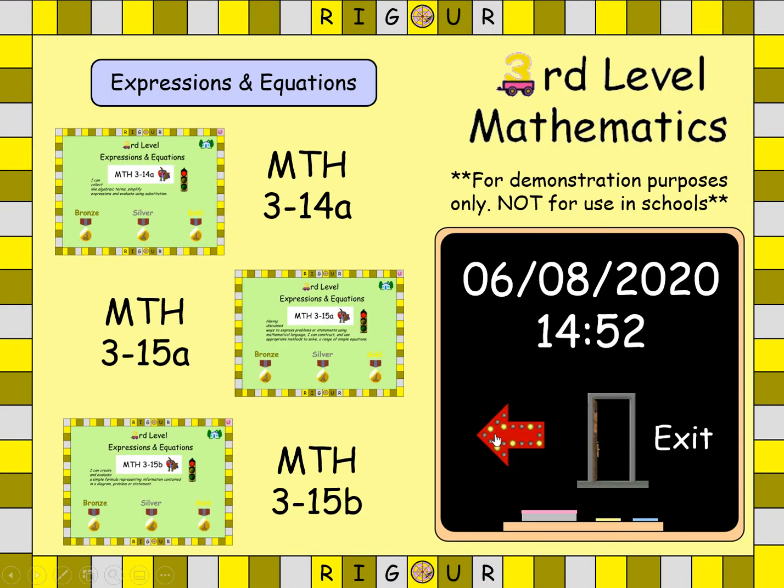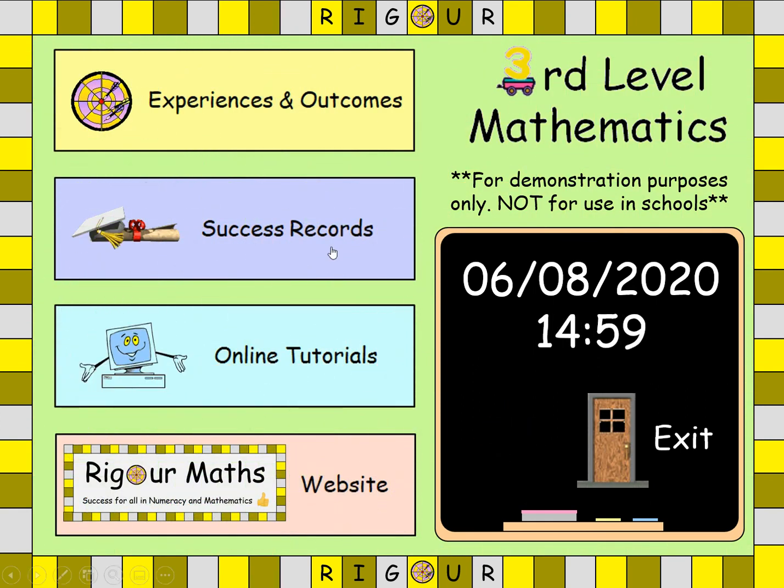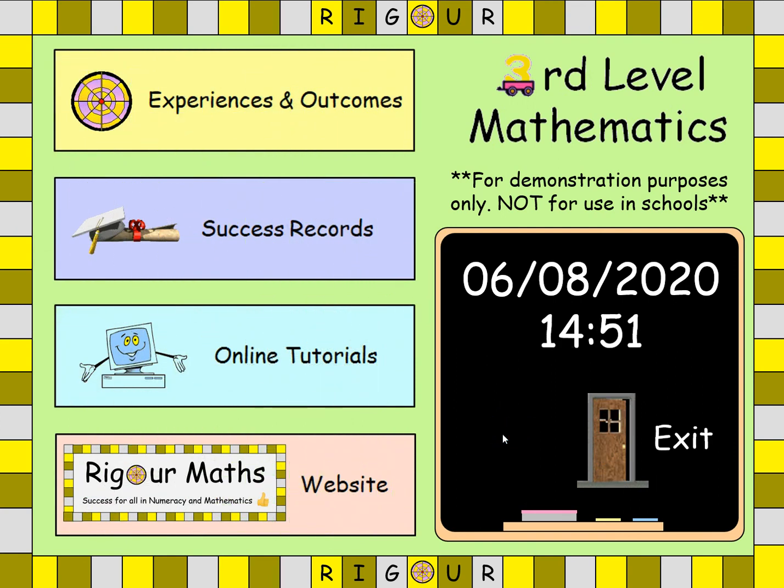And just if we just go back to the start of the program, there's a few other links as well. There's success records which can be printed off, so pupils can record their progress in all exercises, homeworks and assessments. There's a link to the Third Level Maths online platform, assuming of course the teacher or the pupil has a valid Rigor Maths subscription, and a link to our website as well, which of course has many more resources, including the third level CFE Rigor Maths calendars.